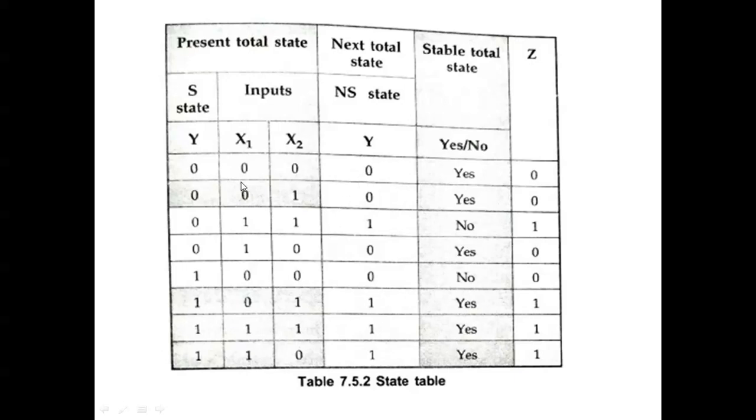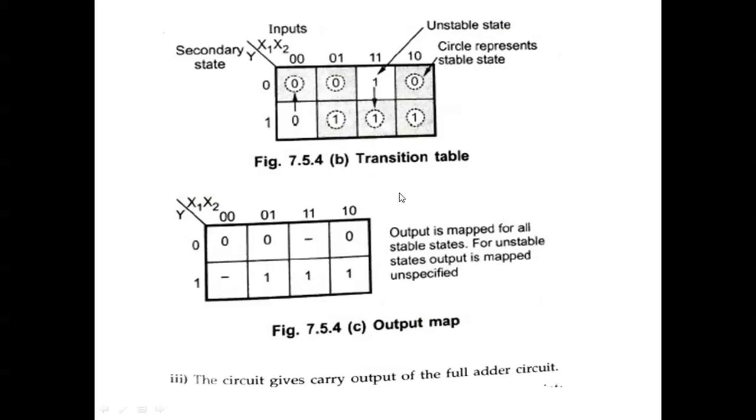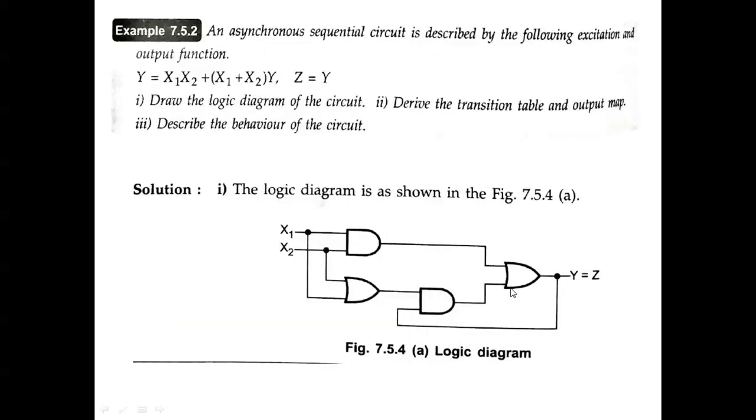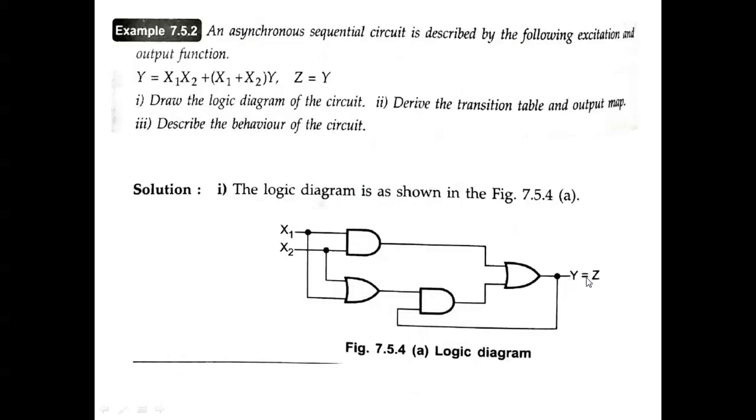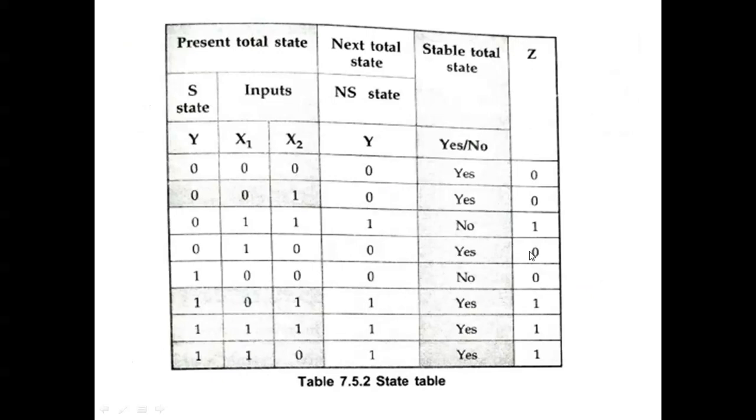So what is the next state? When we apply 0 0, what's the value of y? So if it is 0 0 0, the output you will get as next state, that is y here. Okay, and then the final output. I think this will be the same because here y and z are equal. So the same value will come here.